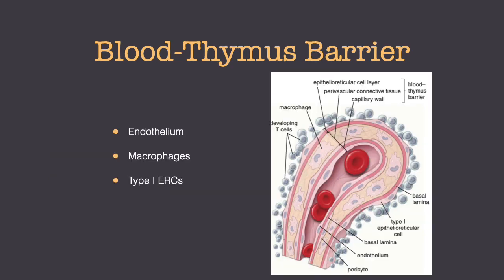To separate lymphocytes from antigens, the blood-thymus barrier contains several layers, including a continuous endothelium with occluding junctions, a basal lamina with pericytes, macrophages, and type 1 epithelial reticular cells with their own occluding junctions. This barrier is important to provide a sequestered environment for immature T cells to develop.